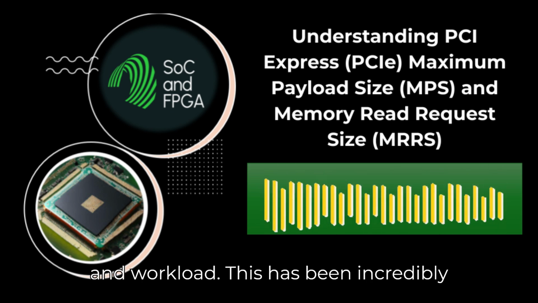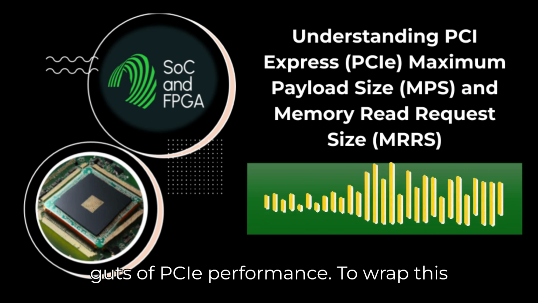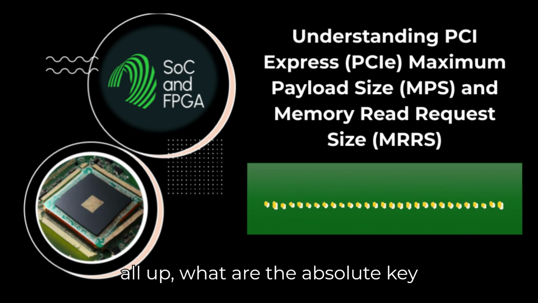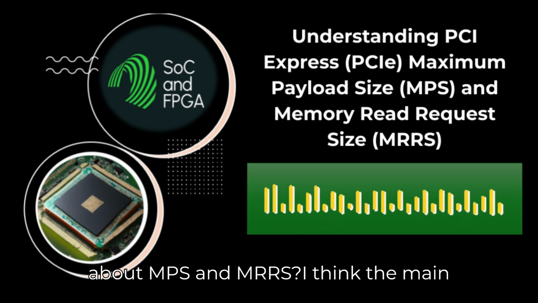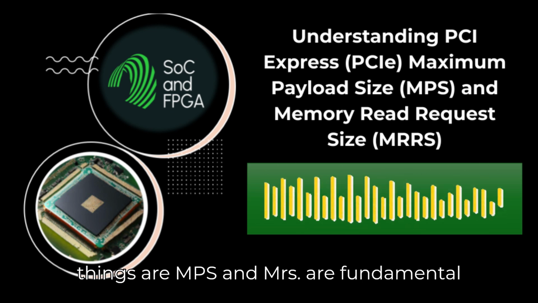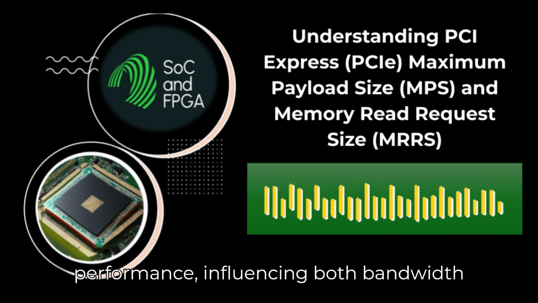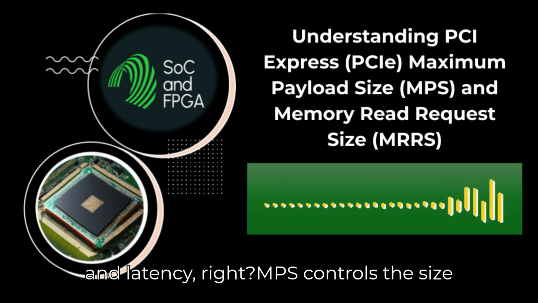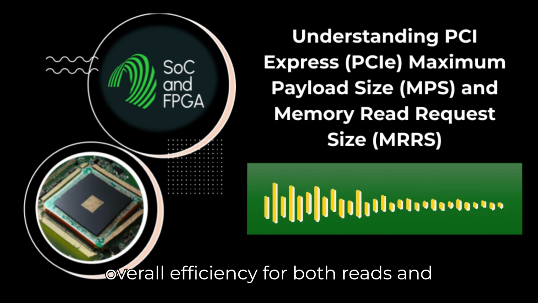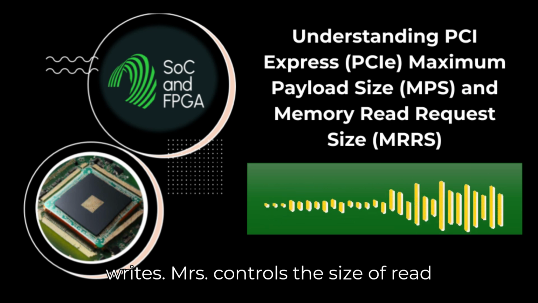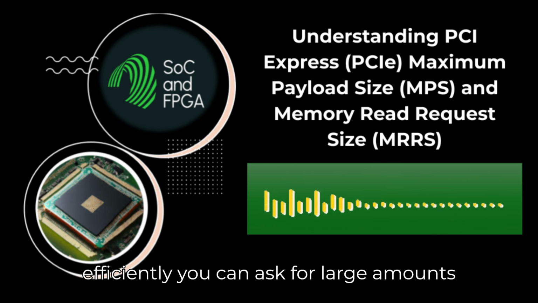This has been incredibly illuminating, a real deep dive into the guts of PCIe performance. To wrap this all up, what are the absolute key takeaways you want listeners to remember about MPS and MRRS? I think the main things are MPS and MRRS are fundamental PCIe settings. They really matter for performance, influencing both bandwidth and latency. Right. MPS controls the size of the data payload in packets, impacting overall efficiency for both reads and writes. MRRS controls the size of read requests, mainly affecting how efficiently you can ask for large amounts of data.